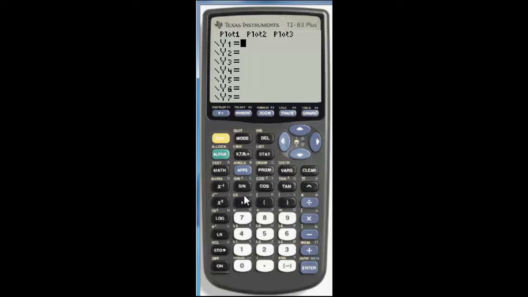Now go to the y equals menu, and we will enter in 2x plus the cosine of x. Close parentheses.